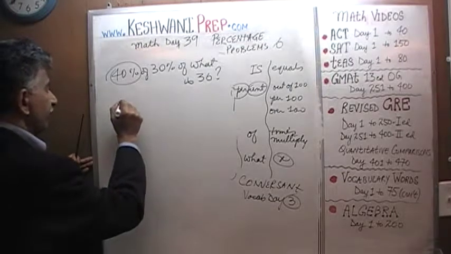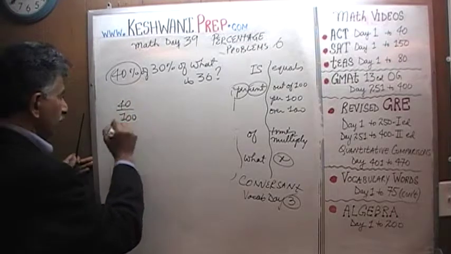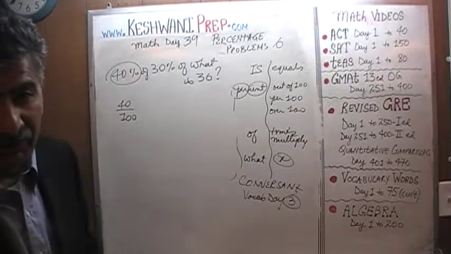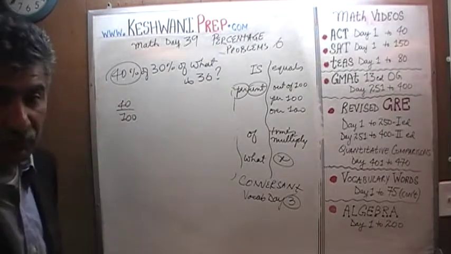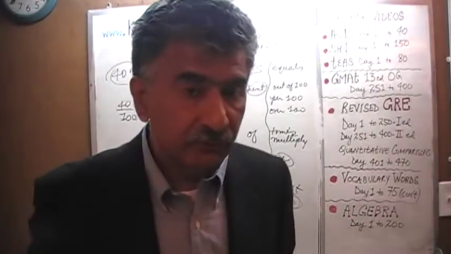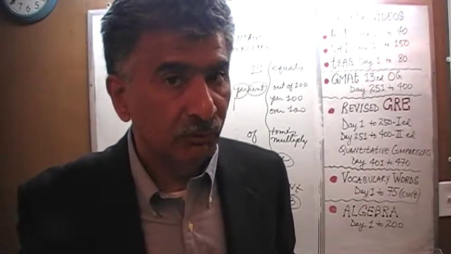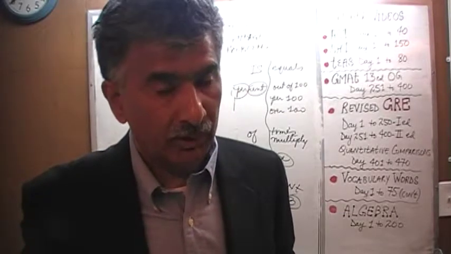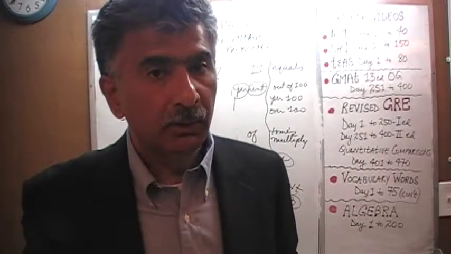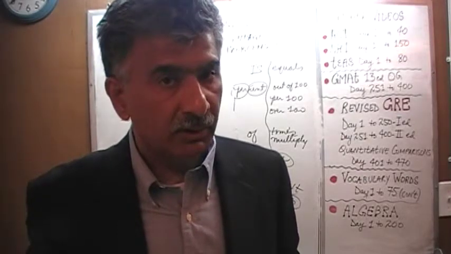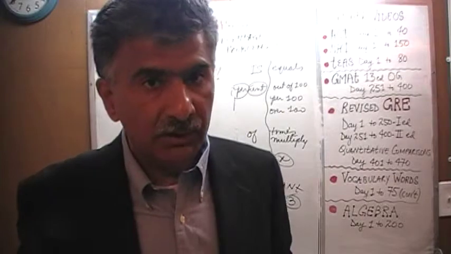40%, which is the same as 40 over 100. But I'm not going to write that down as 40 over 100. We know what 40% is. We know our fifths. You must know your fifths. You must know your tenths. You must know your eighths. You must know your quarters. If you don't know them, go back and watch the videos where we learn these concepts. We learn them early in the course.